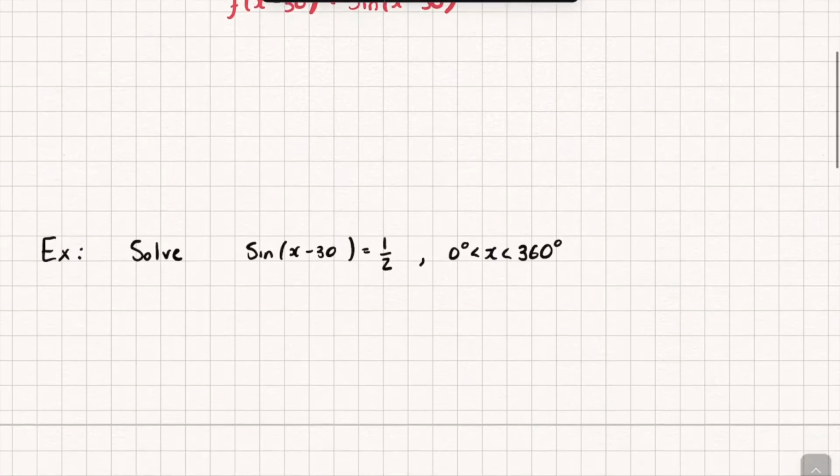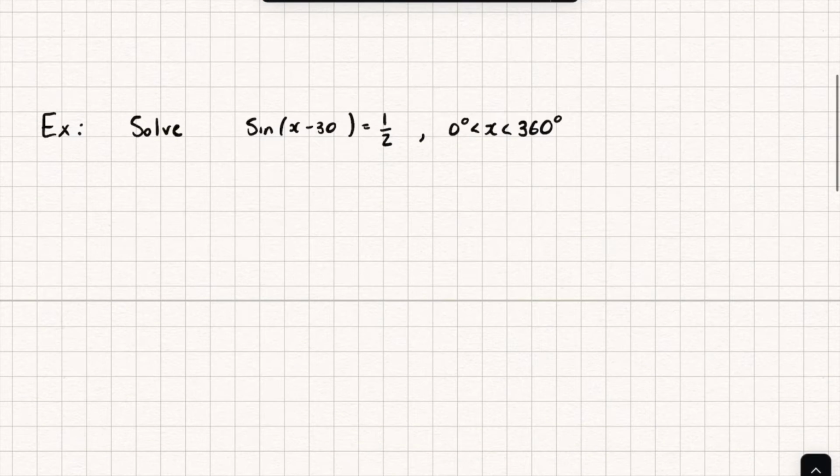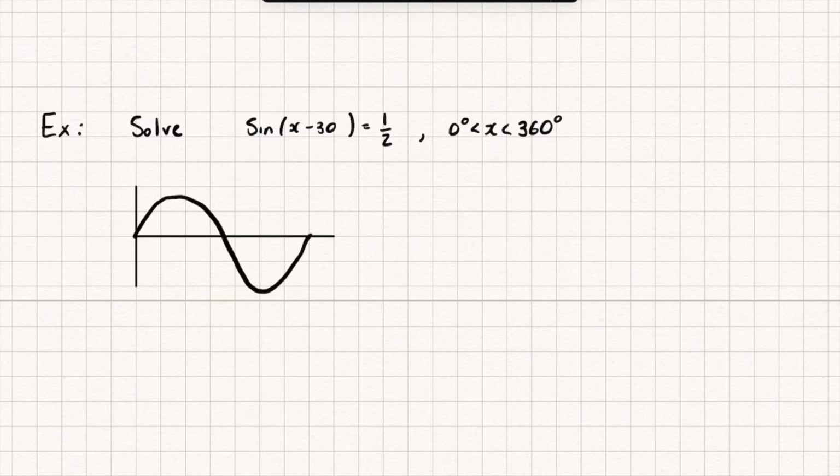Let's look at this first example where we're going to solve where sine of x minus 30 equals 1/2 between 0 and 360 degrees. So like always, what we're going to do is first sketch the graph of sine of x. I'm going to draw my y and x axis, and I'm going to draw this first initial period between 0 and 360 degrees. I'm going to label on a few key points like this. And I want to solve where it equals 1/2.